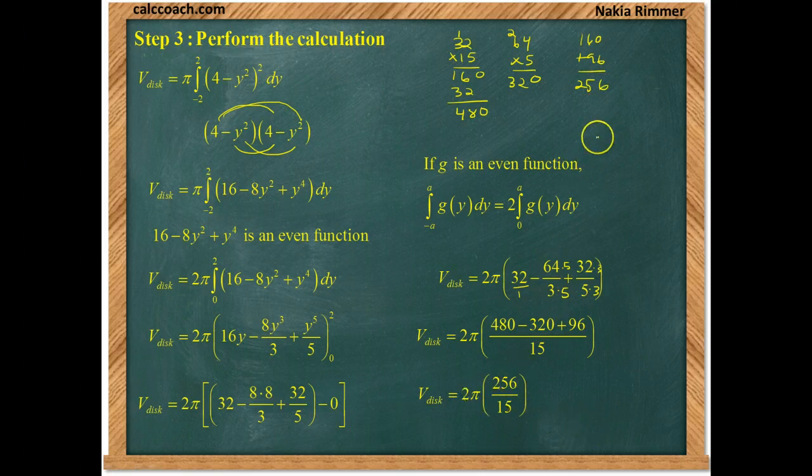If you double 256, you get 512. The final answer to this question is 512 pi over 15. That's the volume, and the units will be cubed.